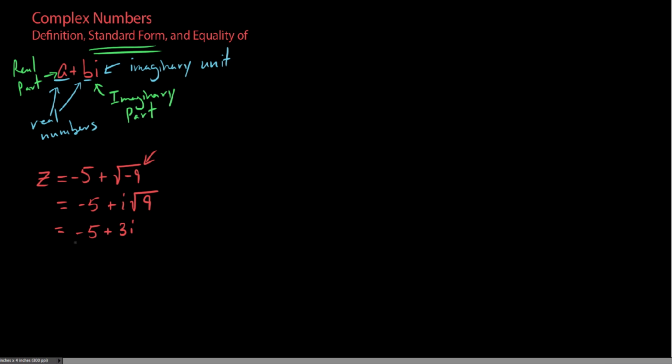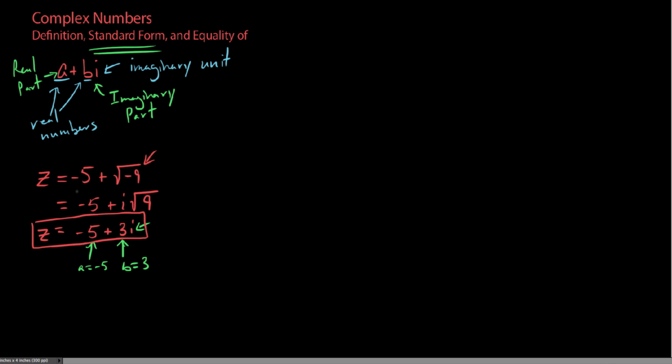Now that being said, we refer to this negative 5 as the real part of this, or the a part of our number. b would be explicitly equal to 3, so a is negative 5, b is only equal to the 3 part, and the i part is just off to the side. But we would refer to this as an individual complex number, z equals negative 5 plus 3i.